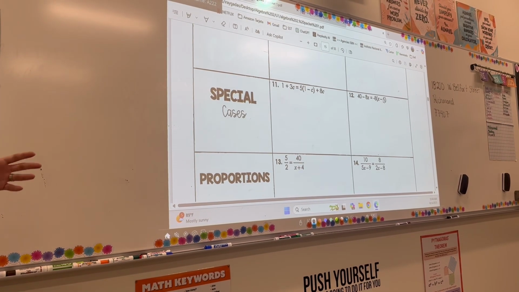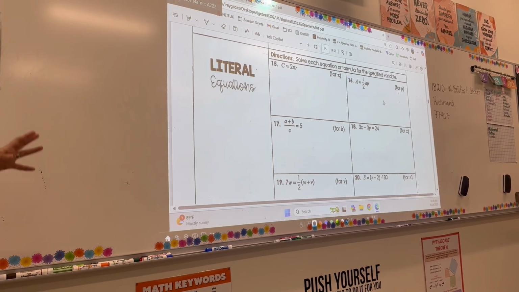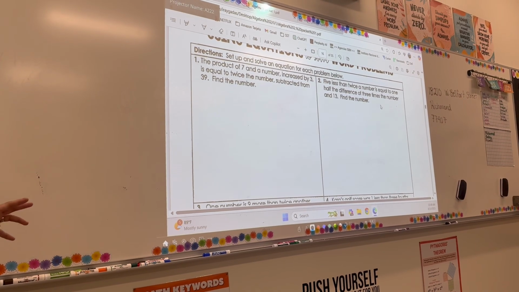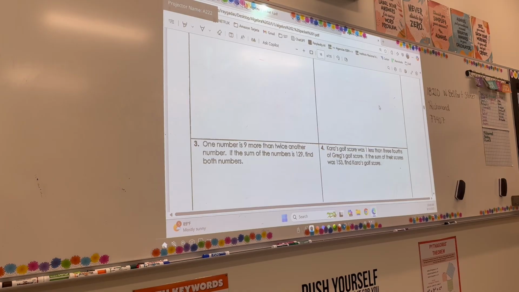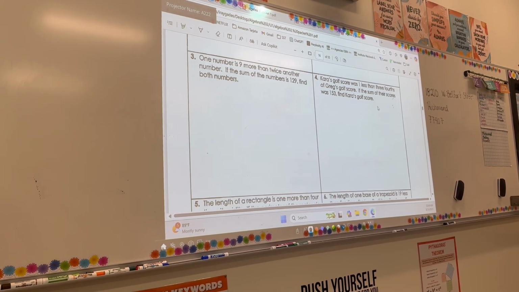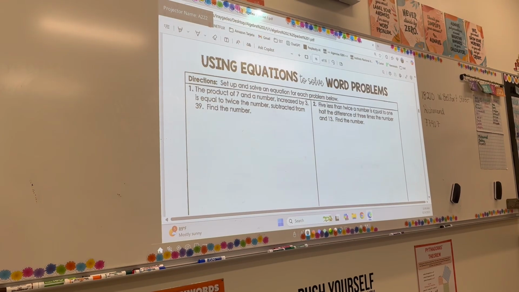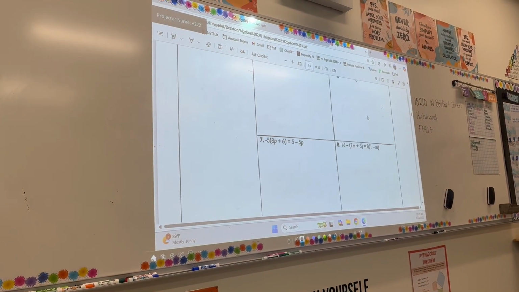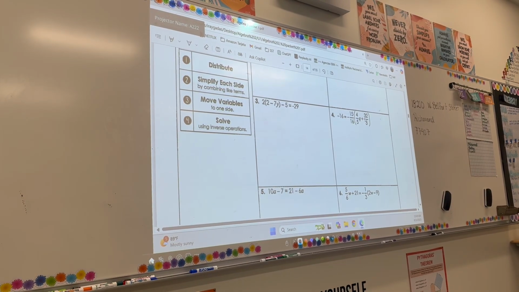Then we are going to have proportions and special cases here, literal equations that we had yesterday, and word problems. This is the part that I want to take most time because in your test you are going to have word problems, okay? So let's try to focus on this section, but if we need help in these other ones, we can take our time, okay? So are we good with what we are supposed to be doing today?